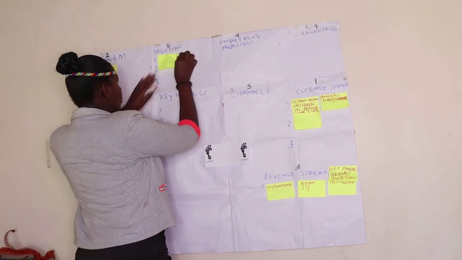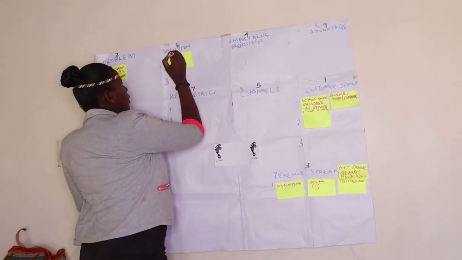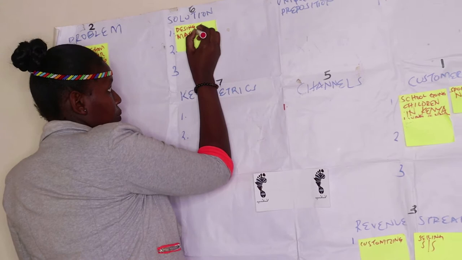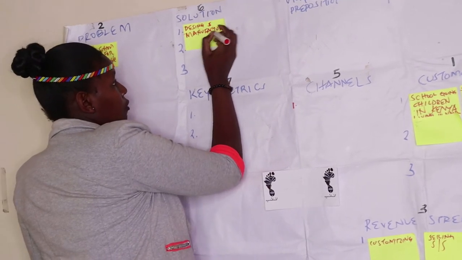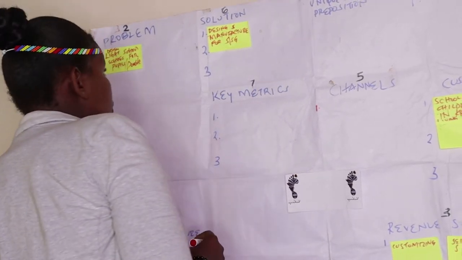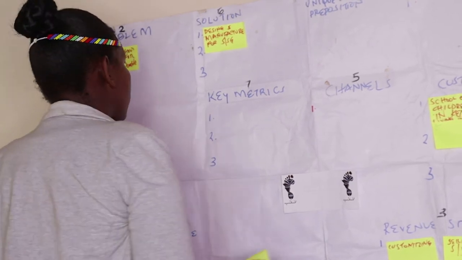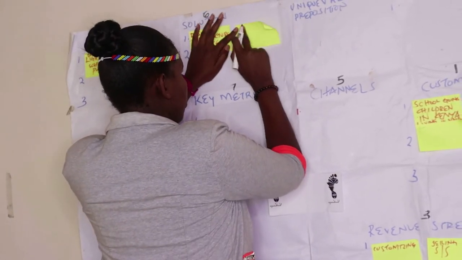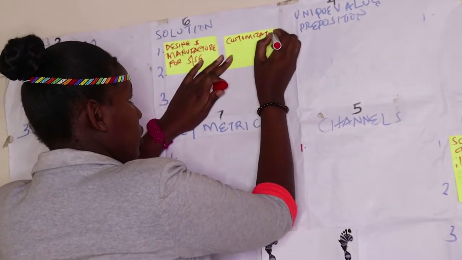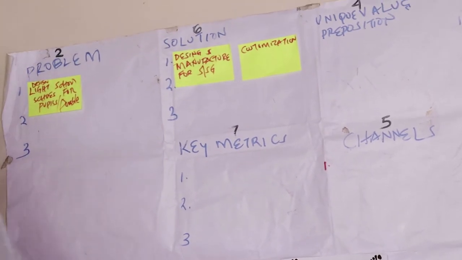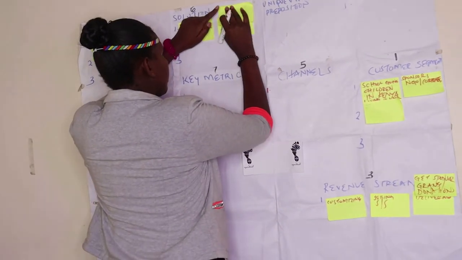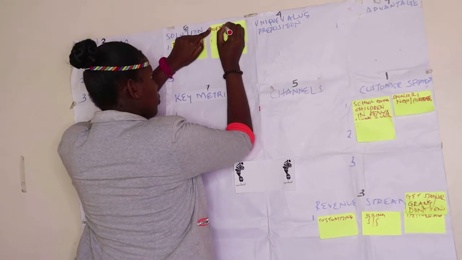Our solution here is, first of all, design and manufacture. That's our solution one for school-going children. Our next solution about school shoes would be customization. We are offering what? A customizing service. Customization of school shoes. So we charge a fee for that. Another solution is, we need to build what? A delivery system, right? Offer delivery, so that parents don't suffer during back to school.